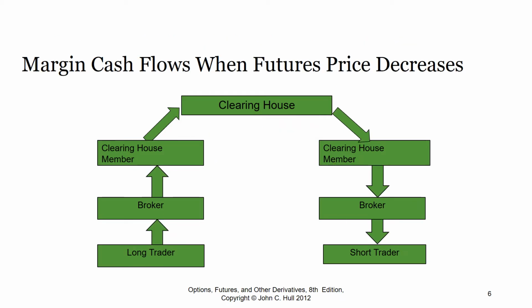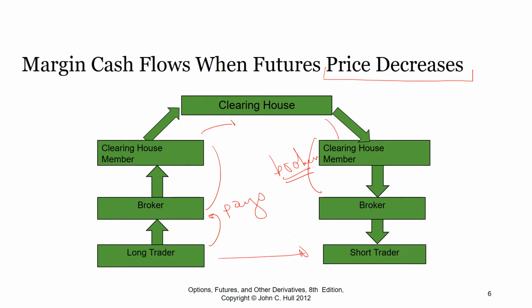You can guess that if the price decreases, the opposite happens. Yeah, and you can see it by following the arrows. So if the price goes down, the long trader is going to pay the broker. The broker pays the clearinghouse. The clearinghouse pays the other broker, so it can be one company, and the other broker will pay the short trader. So essentially, if you look at this without the intermediaries, when the price goes down, the long trader is paying the short trader.